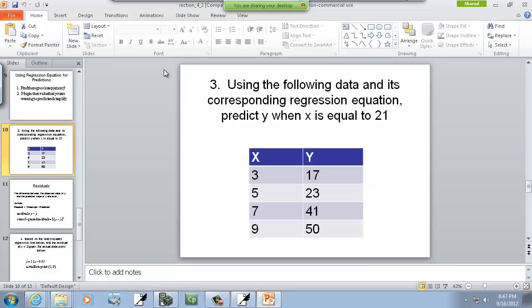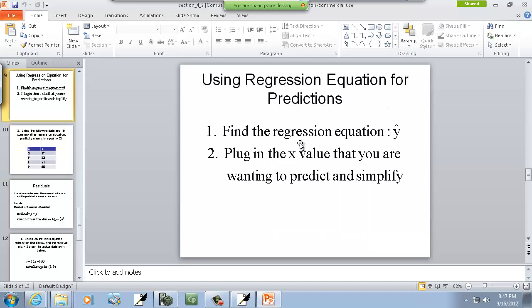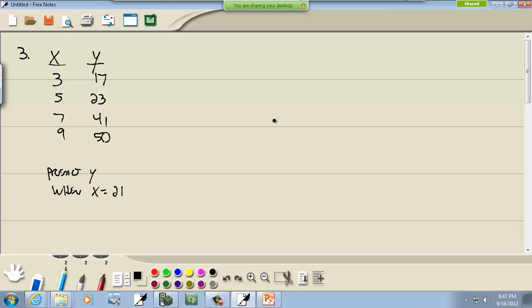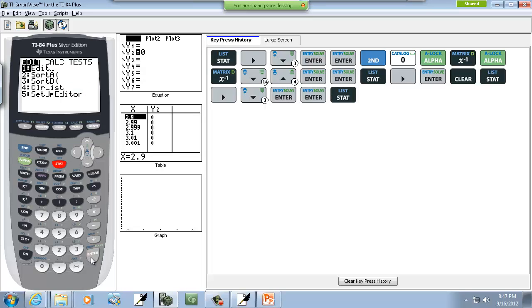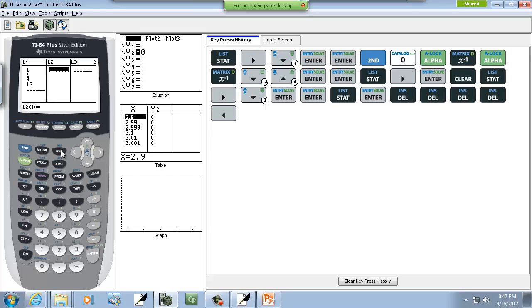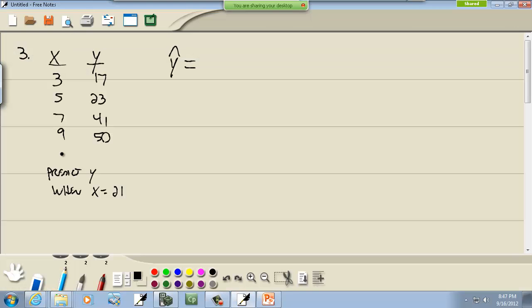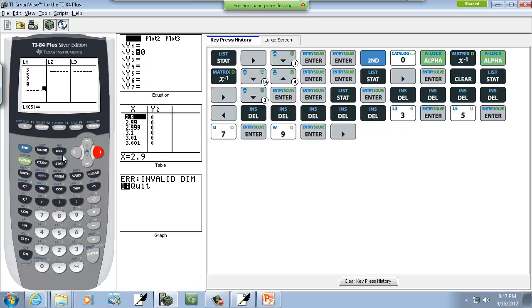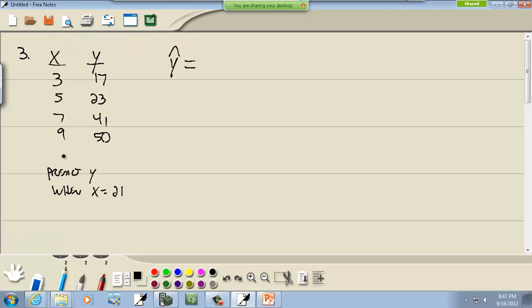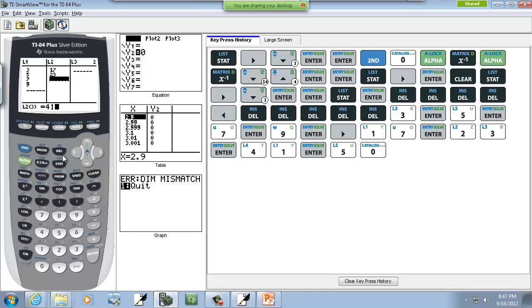Well, first thing, let's go back to our steps. First thing we have to do is find y hat. So we're going to plug this into our calculator. I'll go into stat, enter on edit, and I'll delete to clear out these lists. We've got 3, 5, 7, and 9 for x values. So 3 enter, 5 enter, 7 enter, 9 enter. Right arrow over. Got 17 enter, 23 enter, 41 enter, and 50 enter.